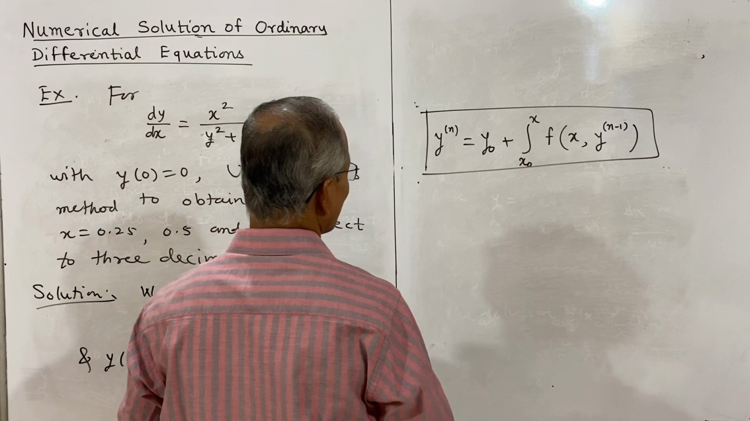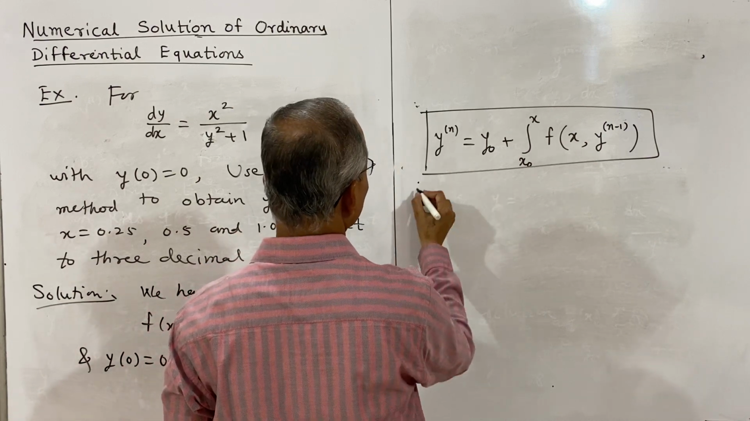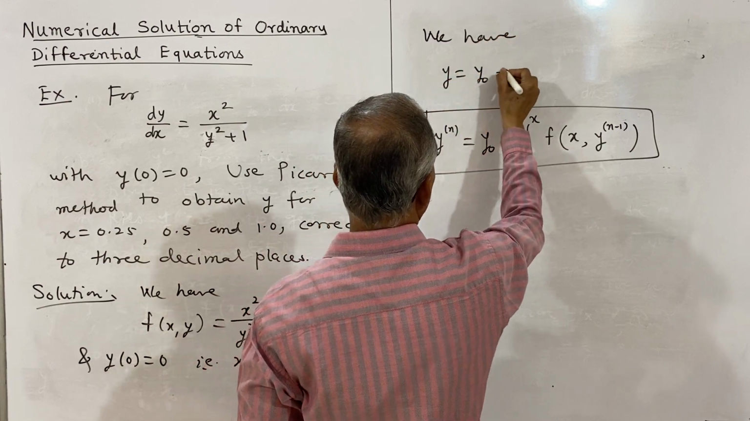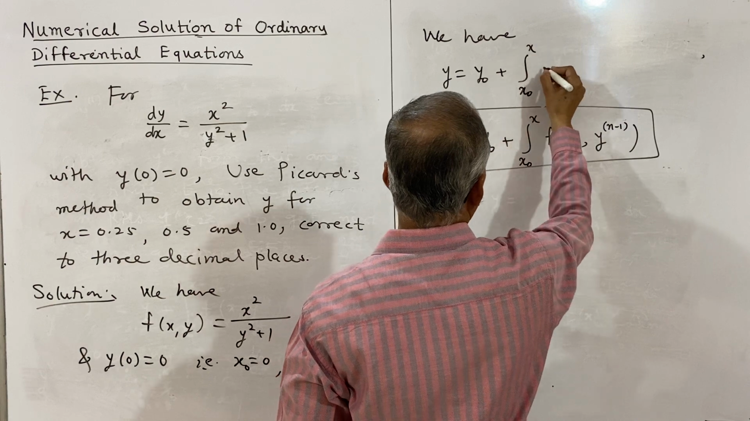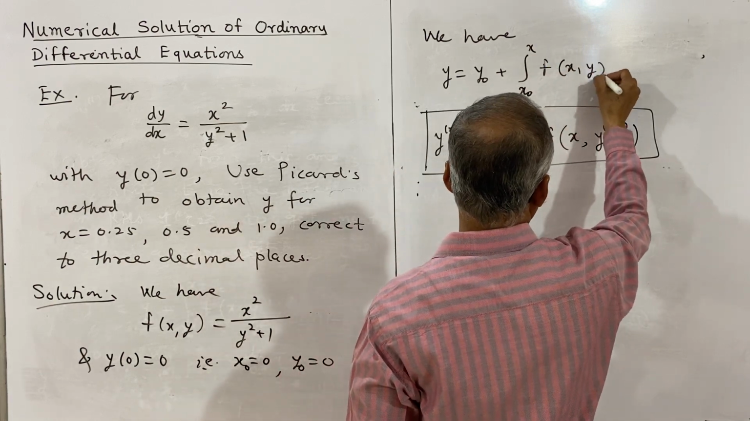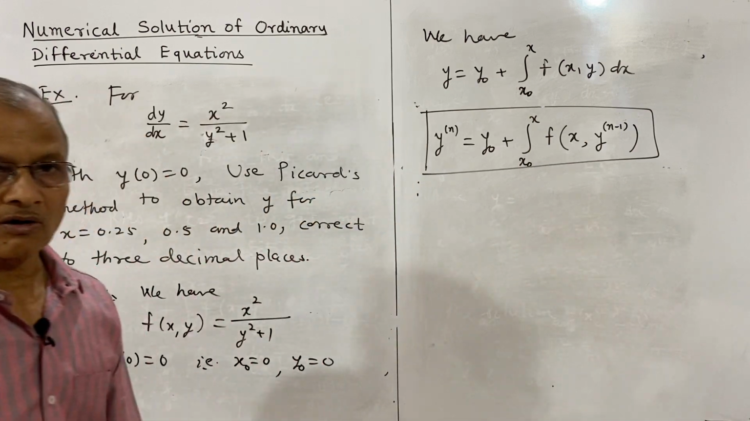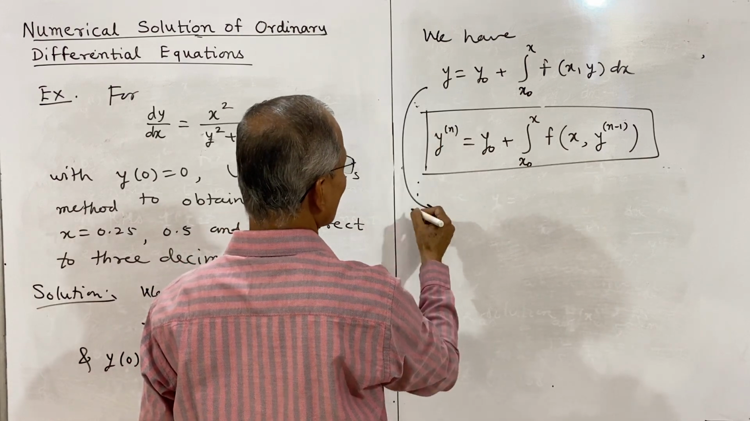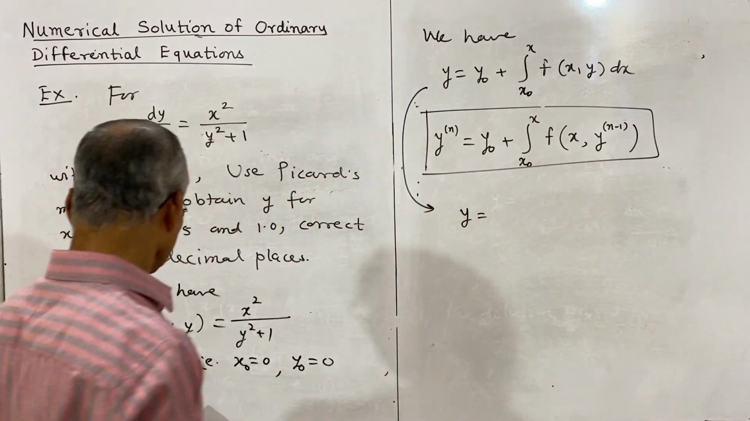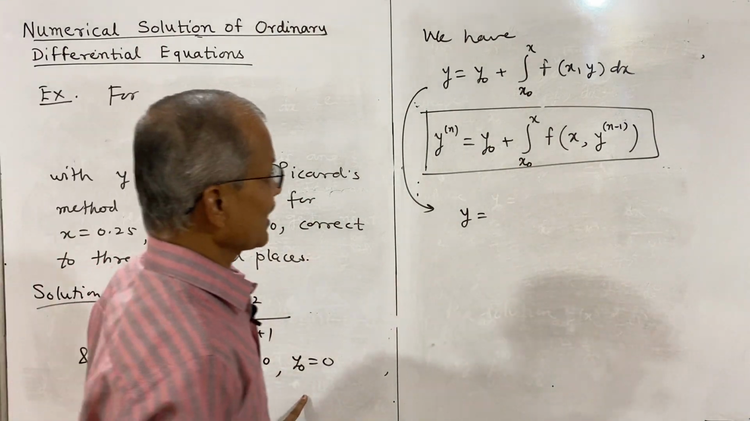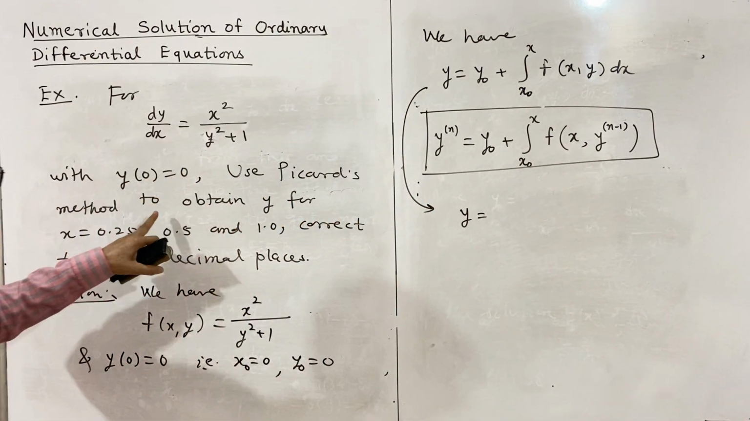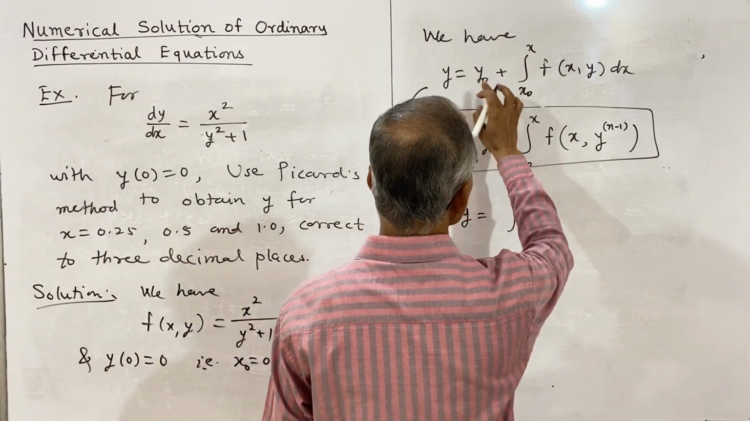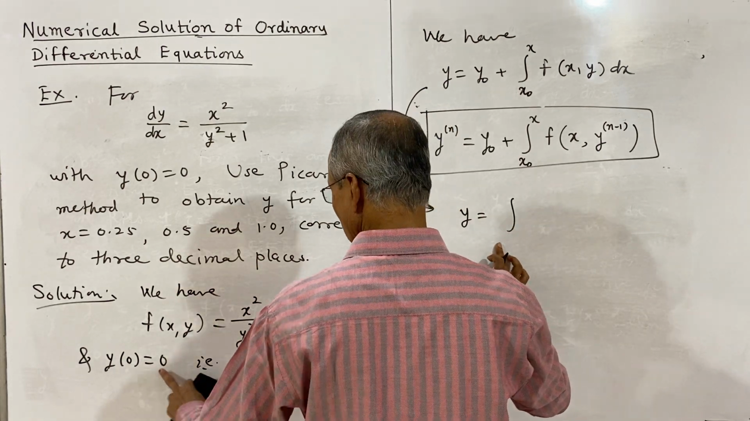And you see, we have by Picard's method y is equal to y naught plus integral x naught to x f of x comma y into dx. This is the initial equation, or first step, in Picard's method. From that we can write y naught is 0, and that is given. Not every time, but here in this problem that value is given as 0, so the integral lower limit x naught is again 0, given.